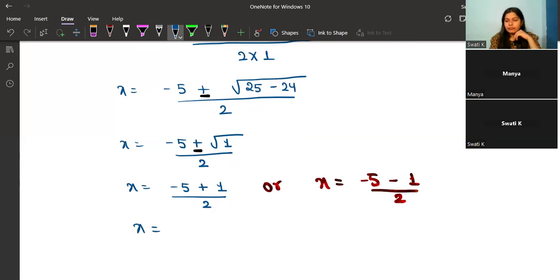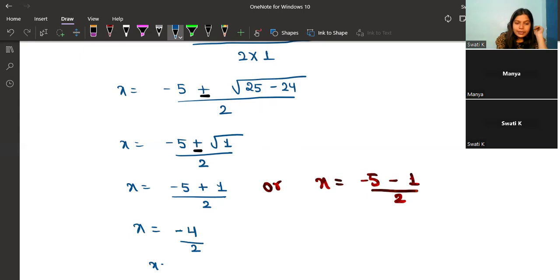What is minus 5 plus 1? 6. Are you sure? Minus and plus, different signs, so they will get subtracted. So it's 4. But what is the sign? Sign will always be that sign which is present before the bigger number. So of course it will be minus 4. Is it not? Yes. Minus 5 plus 1 is minus 4 upon 2.